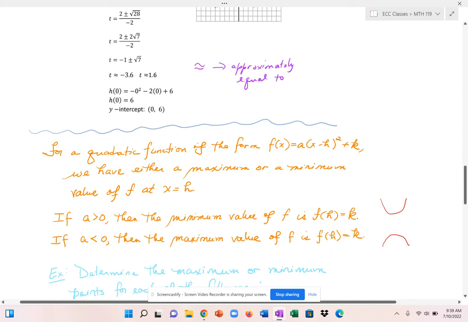Are they looking for a point? Are they looking for the x value? Or are they looking for the y value? When they ask you for a maximum value or a minimum value, they're definitely asking you for the y value.